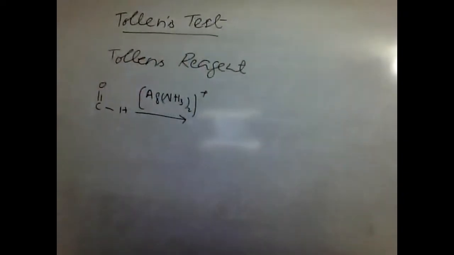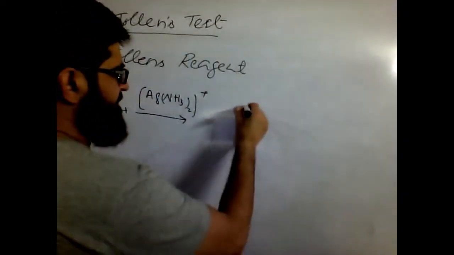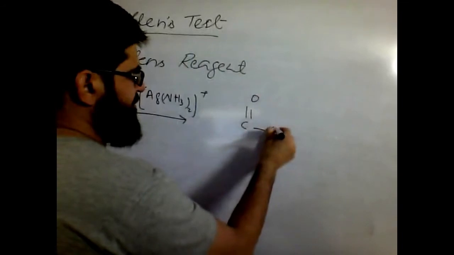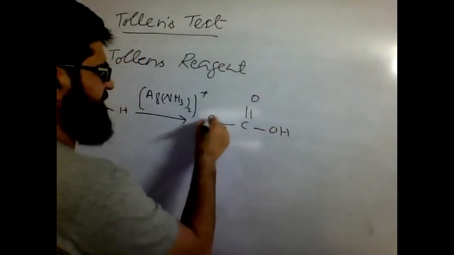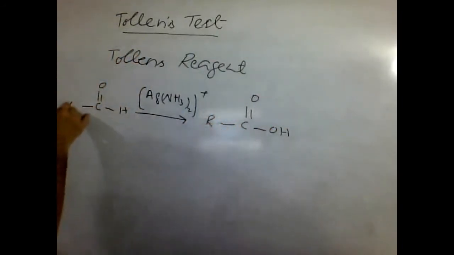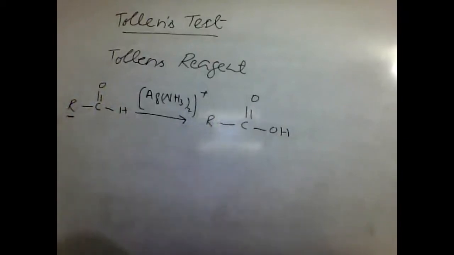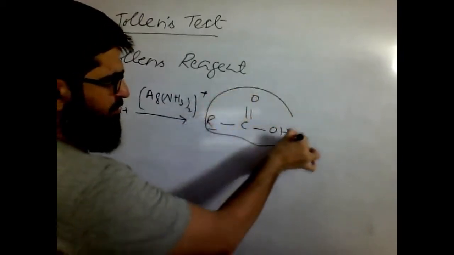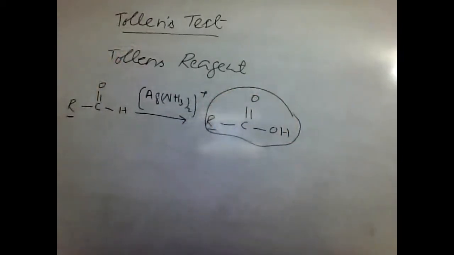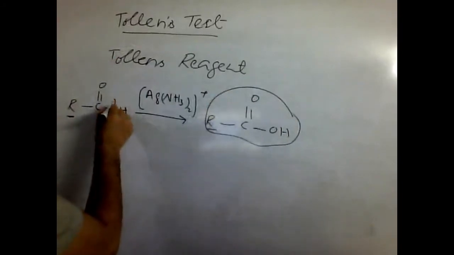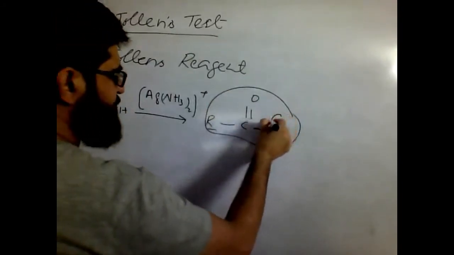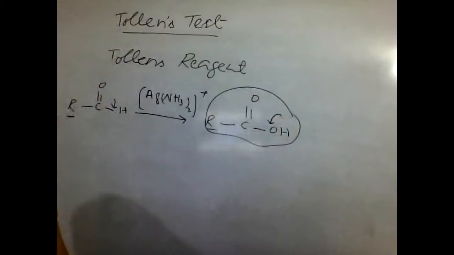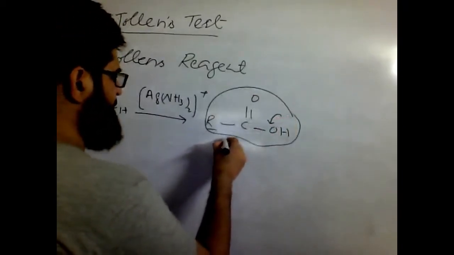Actually, the aldehydes are converted into, R means any alkyl group, aryl groups, they are converted into acids, carboxylic acids. What has happened? One of the oxygens has been introduced over here. Addition of oxygen is supposed to be oxidation.